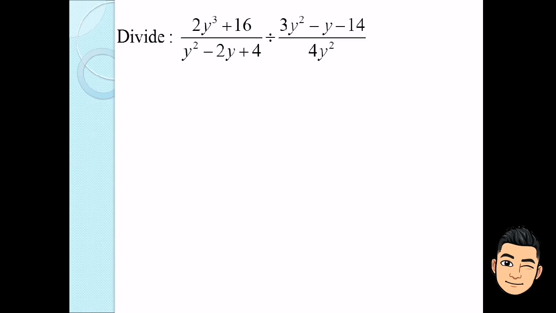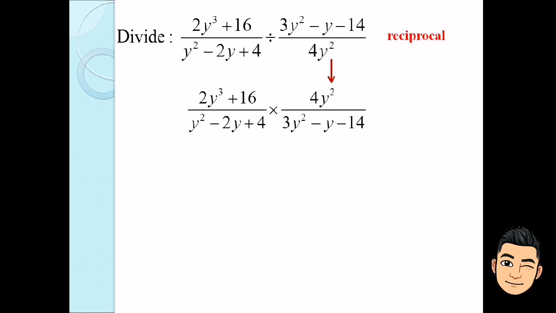Another example is 2y cubed plus 16 over y squared minus 2y plus 4 divided by 3y squared minus y minus 14 over 4y squared. It seems that our problem is more complex, but we can resolve that. So, we just get the reciprocal of the second fraction. Binaliktad po natin. So, naging 4y squared over 3y squared minus y minus 14.